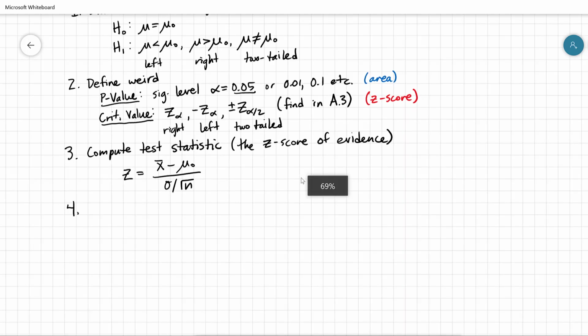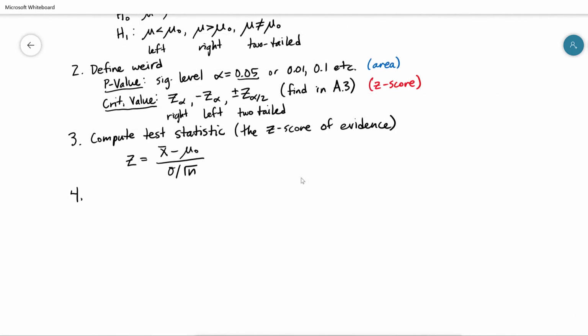Step number 4. If we're doing the critical value method, we're good to go. I defined what I'm going to consider weird in terms of a z-score in step 2. We computed the z-score of our actual evidence in step 3. I have the 2 z-scores I need to be able to compare to decide if this result is weird or not. So at this point, if we're doing the critical value method, we've got everything we need. I'm going to skip this step entirely.